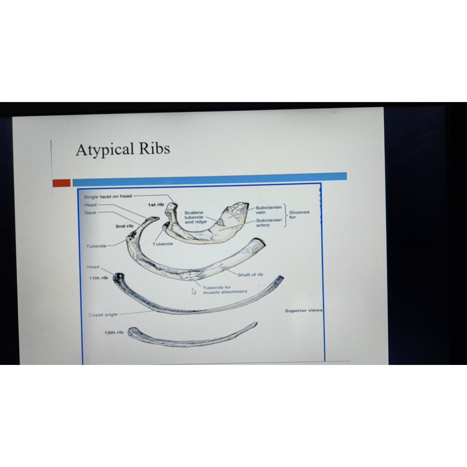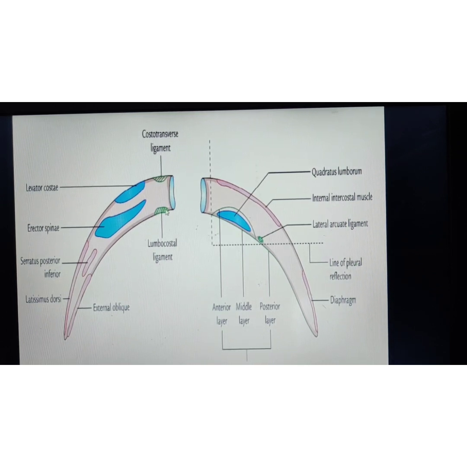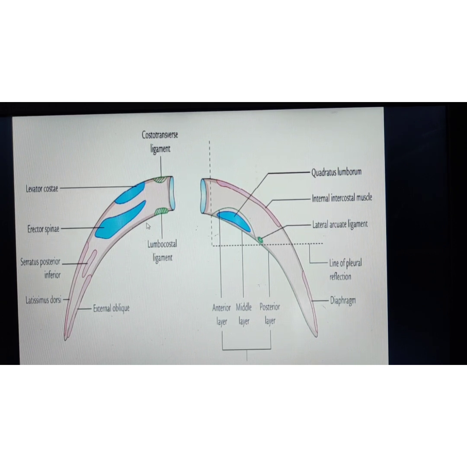Now we will see the attachments of the 12th rib, because the first rib and the 12th rib are important from the examination point of view. They are the most frequently asked questions in the final university examinations. So we'll learn about the 12th rib. Now these are the attachments of the 12th rib.